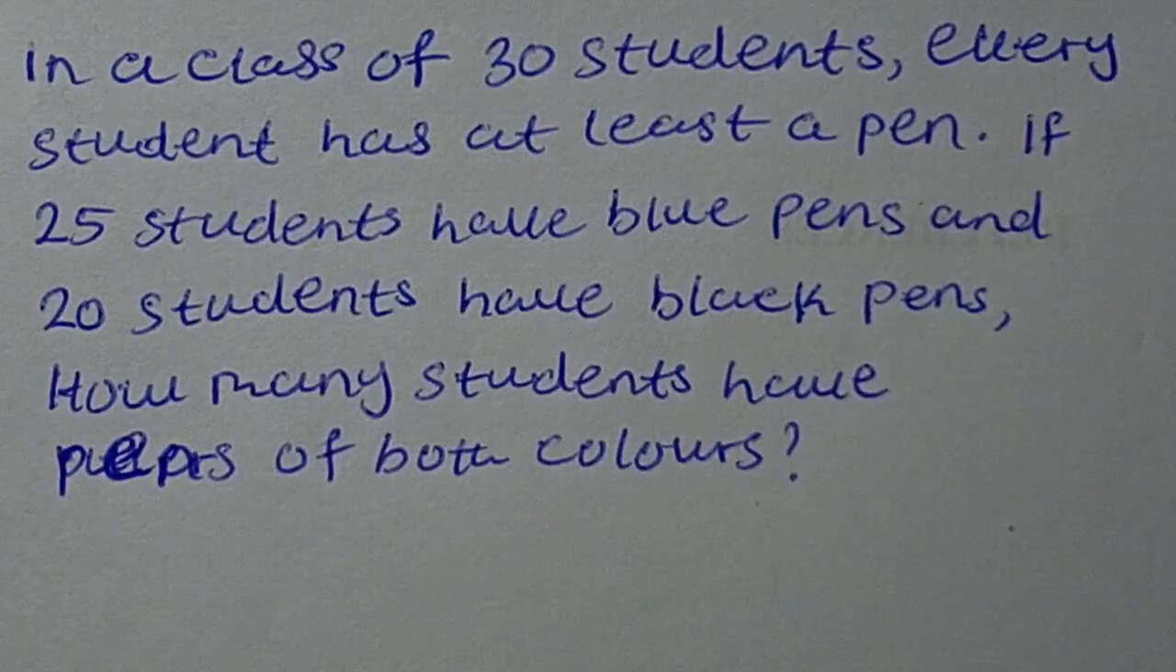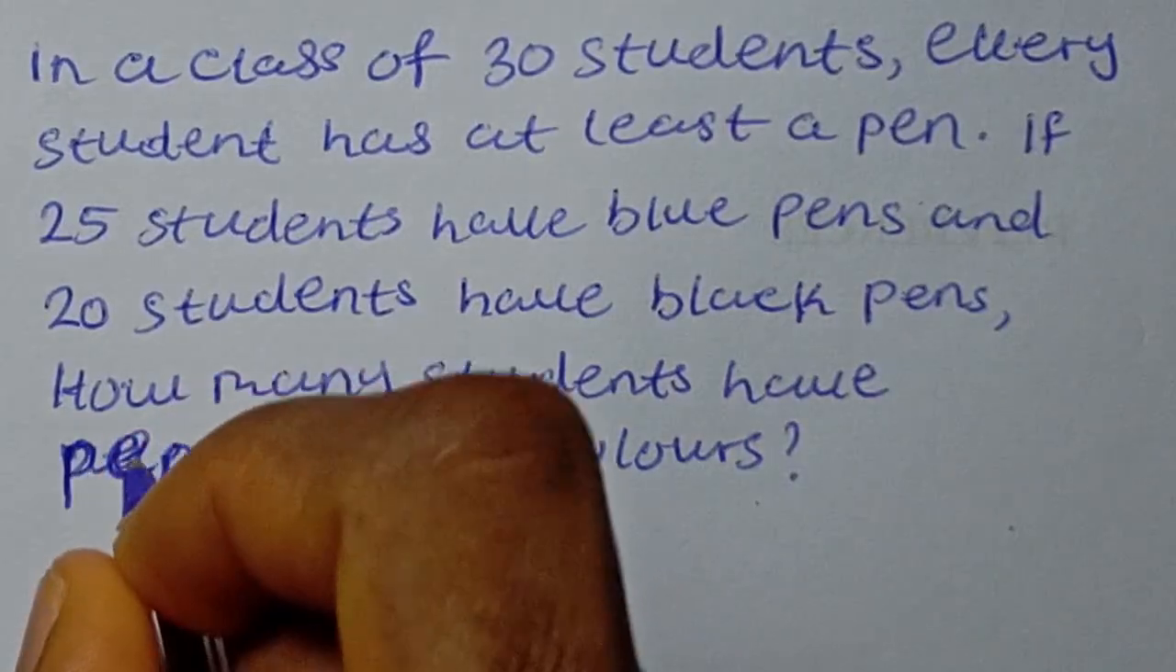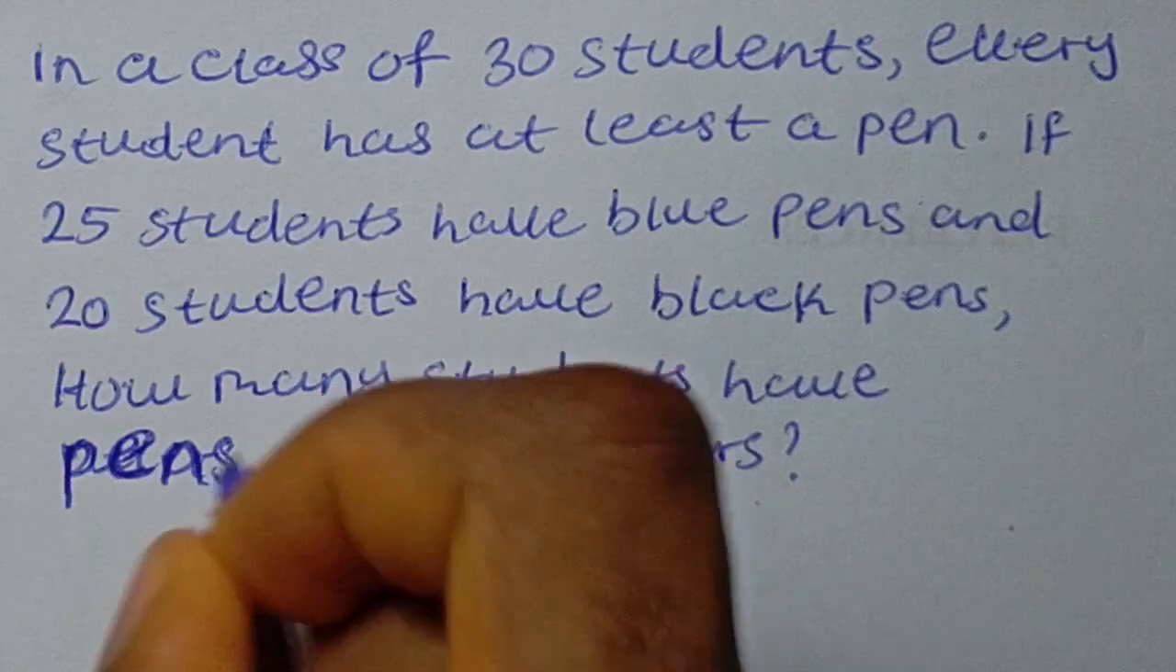In this question, we have a class of 30 students, and every student has at least a pen. If 25 students have blue pens and 20 students have black pens, how many students have pens of both colors? Pens of both colors.